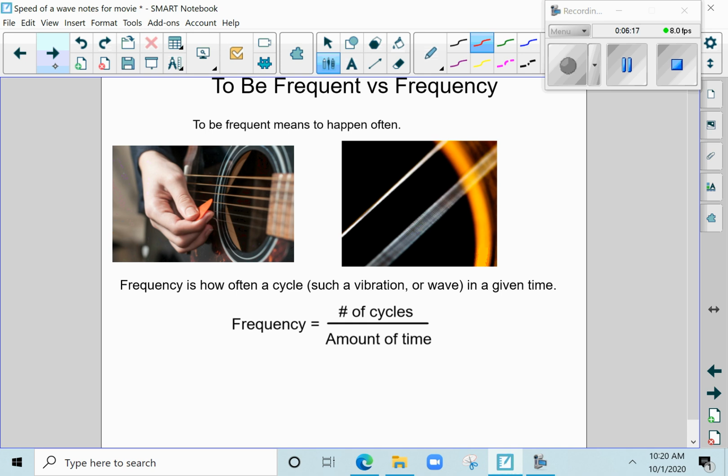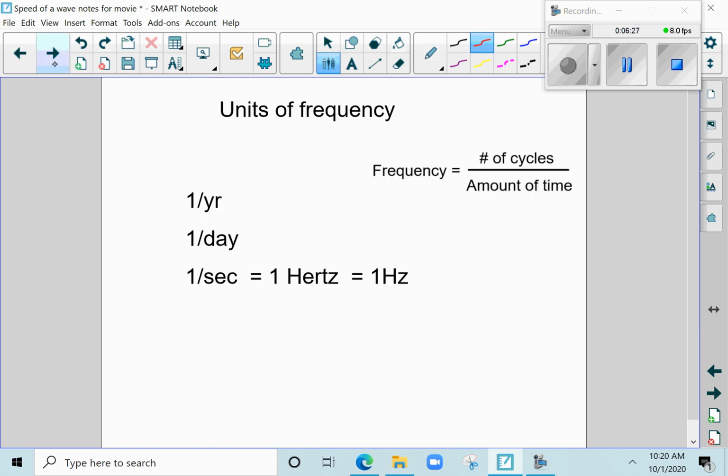So if I have a guitar string that vibrates back and forth, the frequency would be the number of times it goes up and down, up and down, up and down, in so many seconds. The unit for frequency that we often use would be something like 1 per year, 1 per day, or 1 per second. The most common one we're going to work with for waves will be the 1 per second, which is also called a hertz.